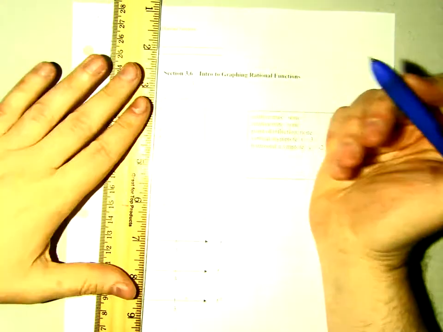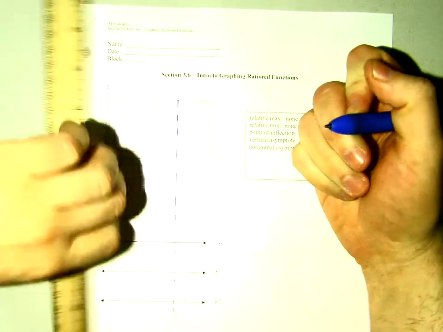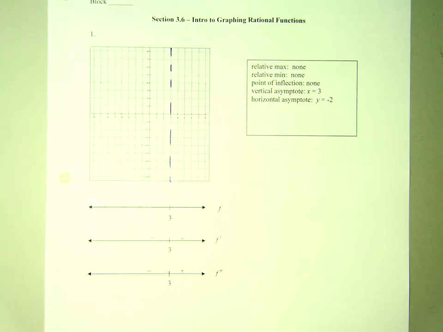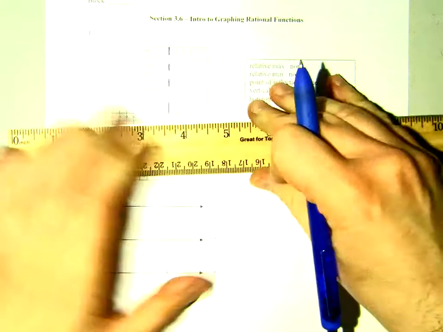So, vertical asymptote at x equals 3. And we should probably draw in the asymptotes with dashed lines because they're not actually on the graph. They're just going to help us get the shape of the graph a little bit. Horizontal asymptote there.